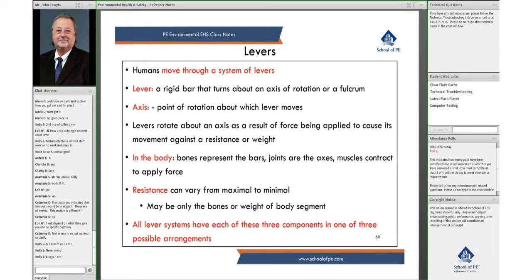Levers, I want to go over humans, and we'll pretty well wrap this section up. Basically, humans move through a series of systems of levers. A lever is a rigid bar that turns around an axis, or a fulcrum point. The axis is the point of rotation.